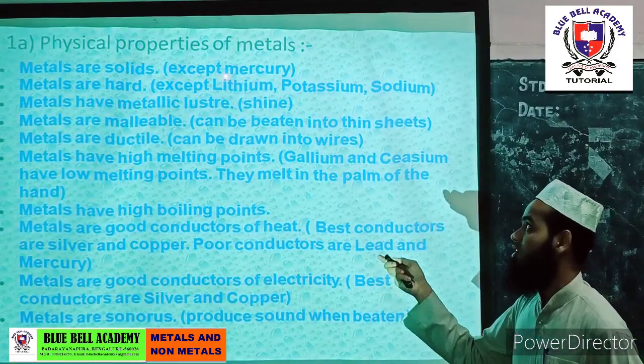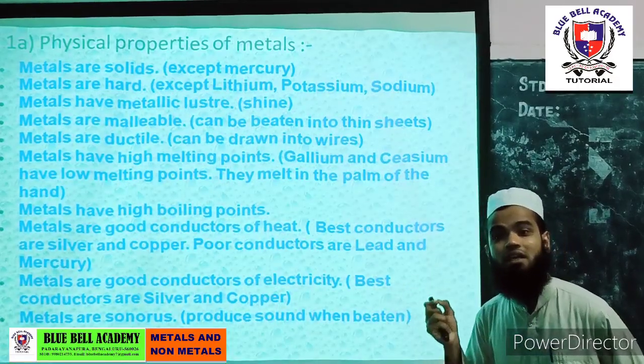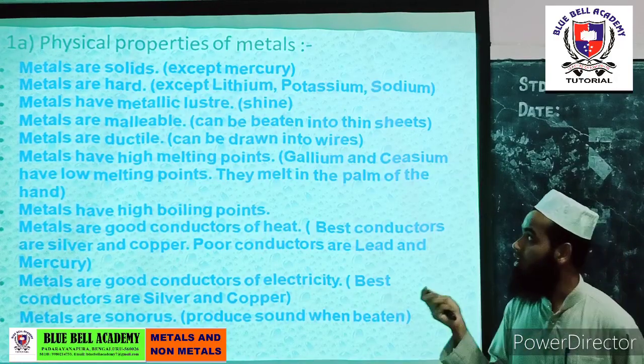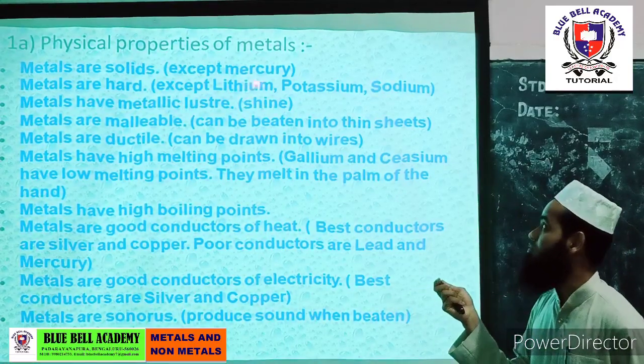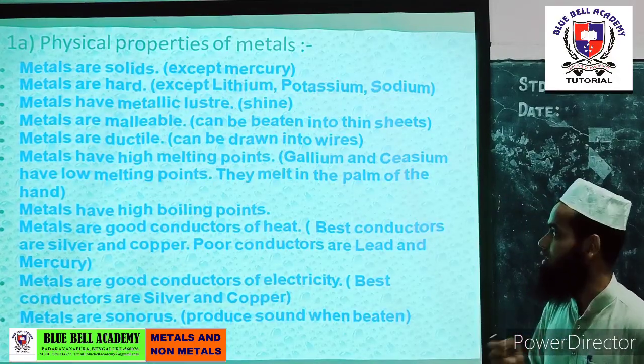So metals are solid except which metals? That is mercury and gallium, which are liquid at room temperature. And all the metals are hard except lithium, potassium and sodium. They can be cut with a knife. They are very soft metals.